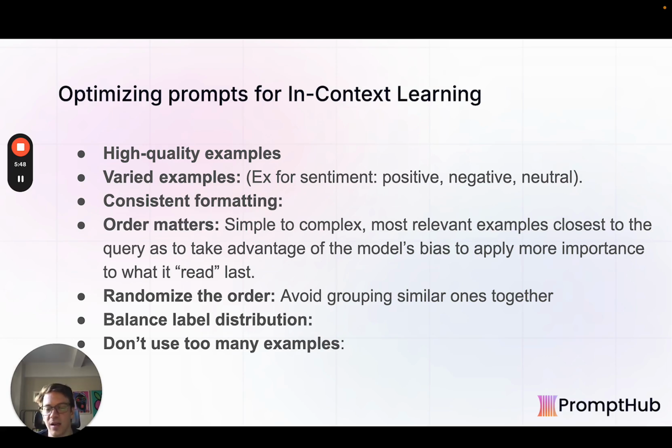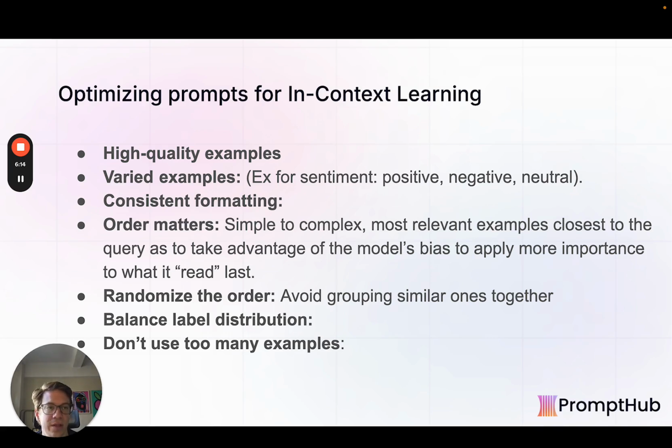Consistent formatting. This will help the model understand structure and learn a little faster. The order can matter. There's a lot of differing opinions here. Some say do simple to complex. Some say have the most relevant example closest to the end to take advantage of the model's bias to remember the most recent thing it read. So I would test around this.